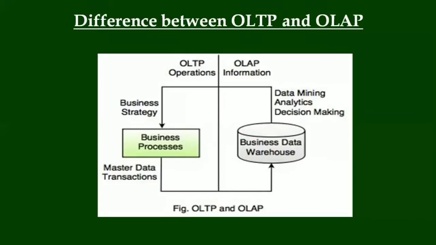And same for the OLAP is used for the information. OLTP is used for the operations of the business, and OLAP is used for digging the information from the data. And data mining, analytics, decision making are the features which we can have in OLAP, and we can perform the data mining, analytics, and decision making by using the online analytical processing.